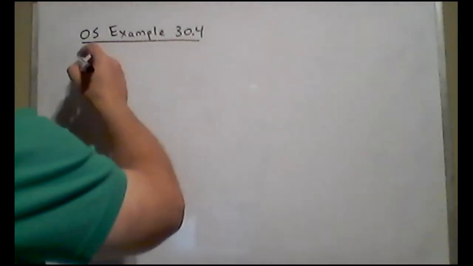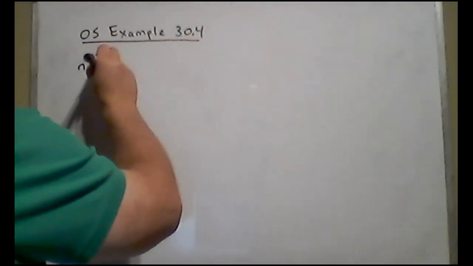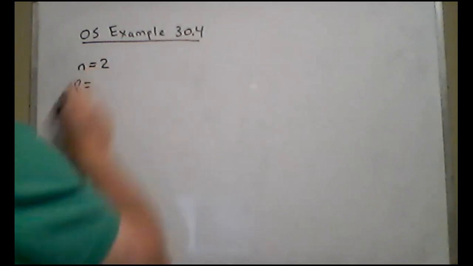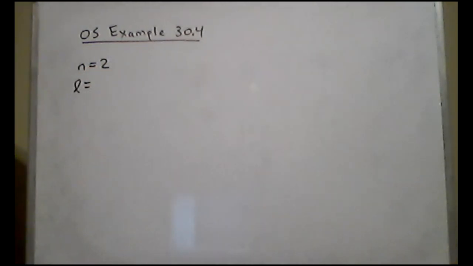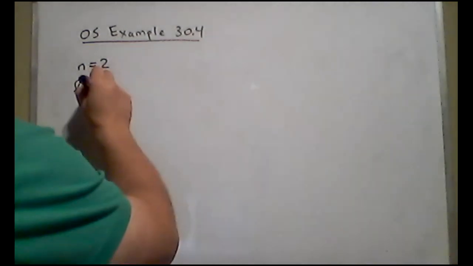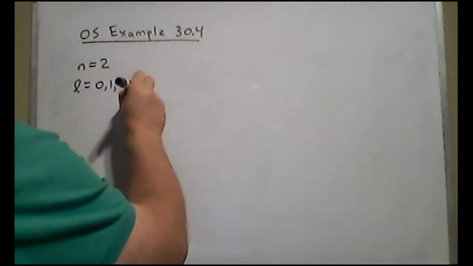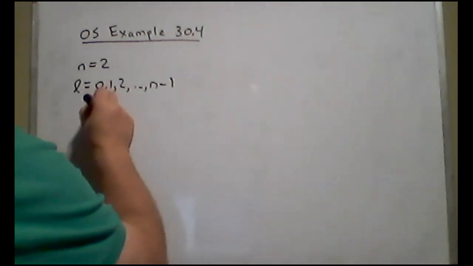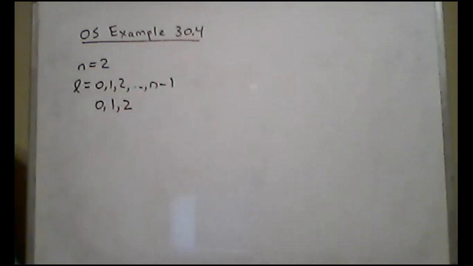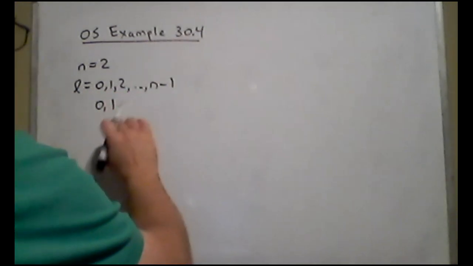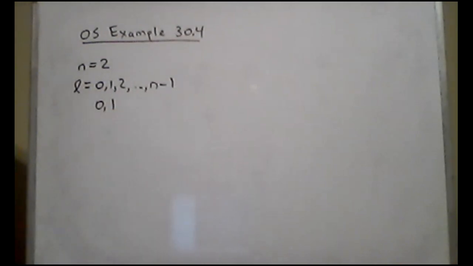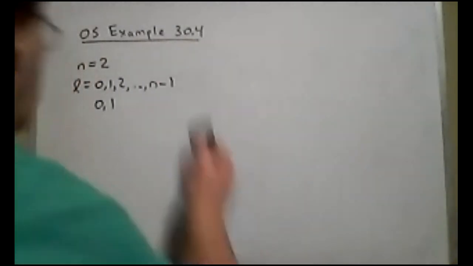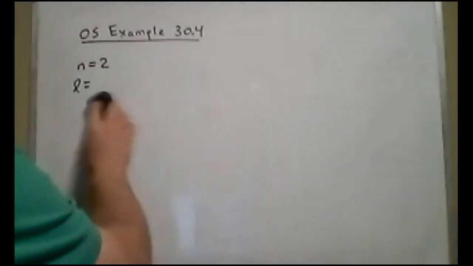So what are the possible values of L? Again, we're going to go back to the selection rules that we talked about earlier. For N equals 2, L can be 0, 1, 2, up to N minus 1. Sorry, it can only go to 1 less than the principal quantum number. So L is 0 or 1.